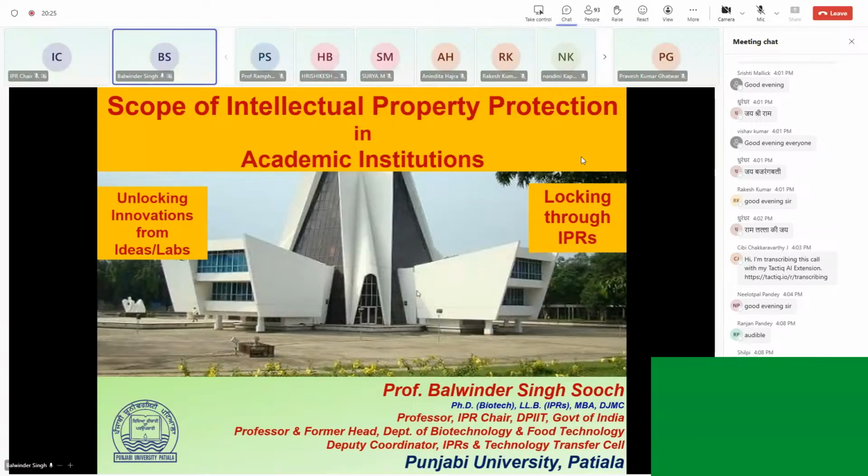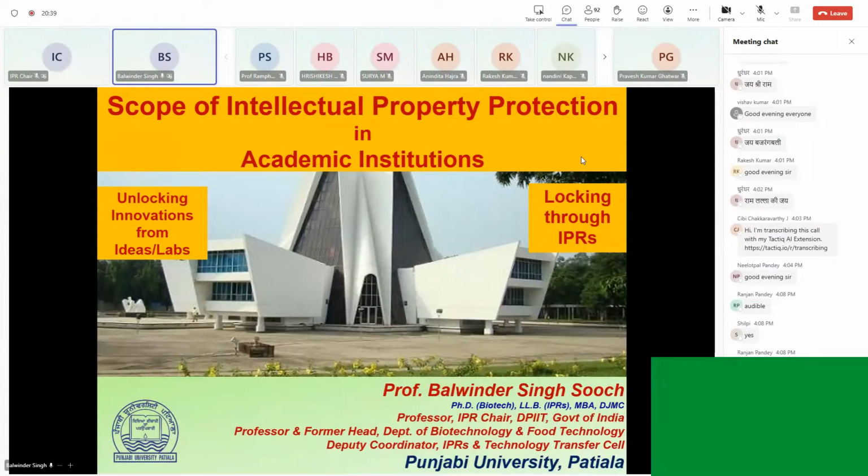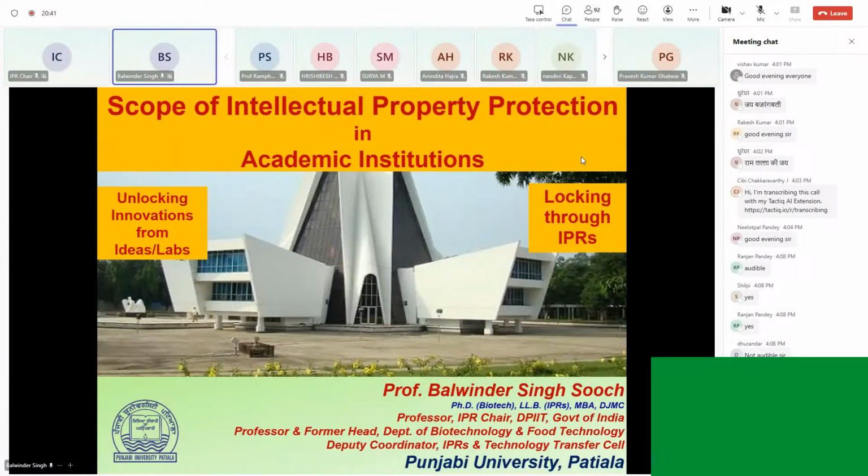First of all, I am thankful to IIT Guwahati, especially Professor Pankaj, for inviting me and giving me this opportunity to share my views on the scope of intellectual property protection in academic institutions and the patenting system in India.